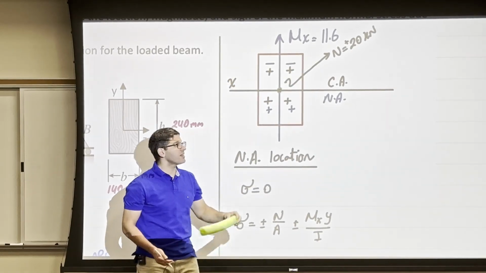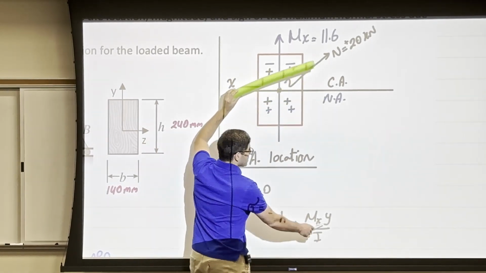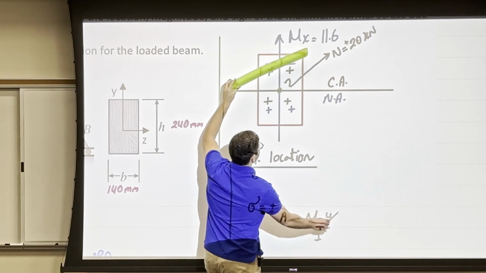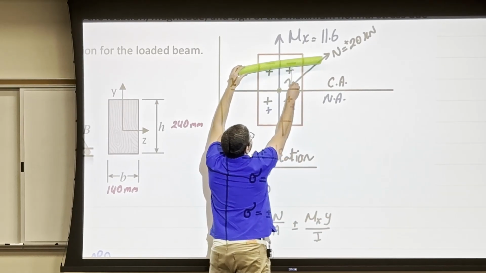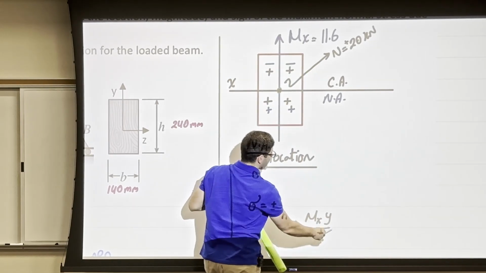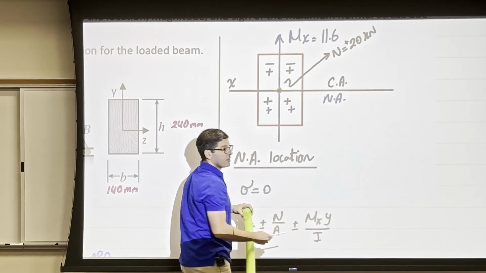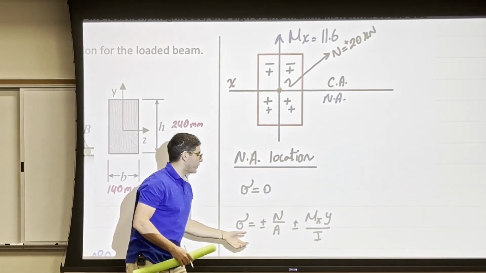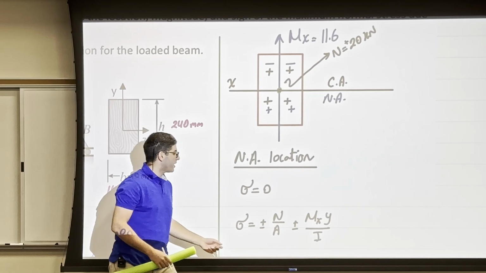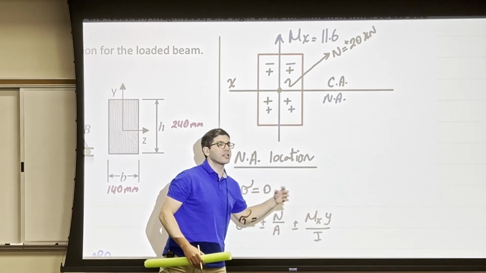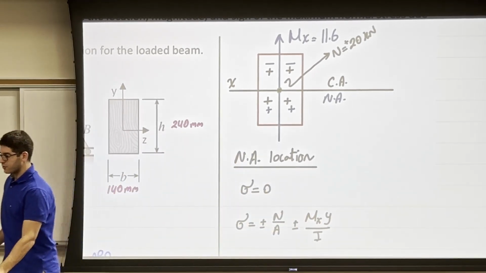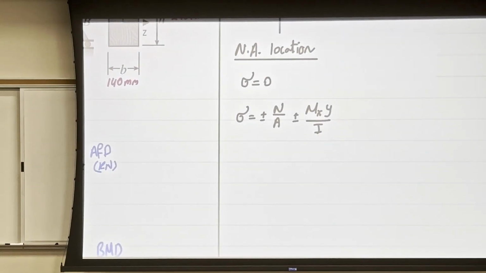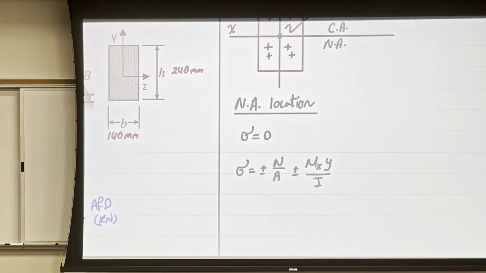And how are we going to find that? This y is always the distance from the centroid. So I don't know the location of the neutral axis yet, so I'm going to set this y as an unknown in that equation. I have everything given but y. And this y is going to tell me where the neutral axis is. So I'm going to plug and chug now. I'm going to have the stress equal to 0.